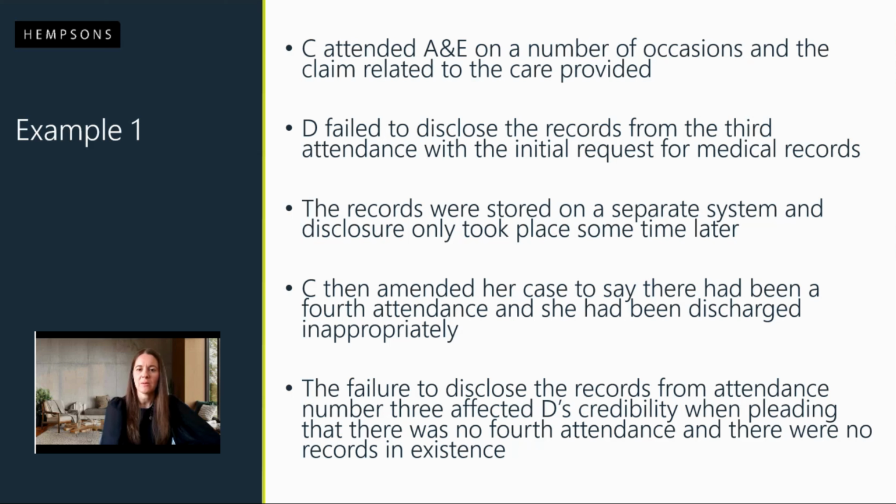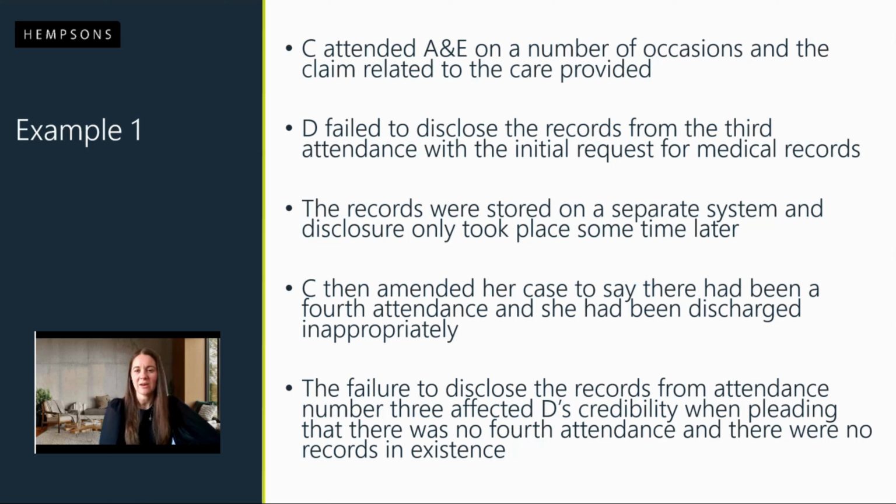And we had no record of that fourth attendance as well as the defendant. So the trust didn't have any record that they could provide to us of that attendance. Now, the difficulty we faced in this case was that because it took so long for the records relating to the third attendance to be disclosed, it affected the defendant's credibility when pleading there was no fourth attendance and therefore no records. And you can understand how that can come to light, because the claimant's just thinking, well, they're stored somewhere else. It took you 2 years to disclose the third attendance, so this is probably somewhere.